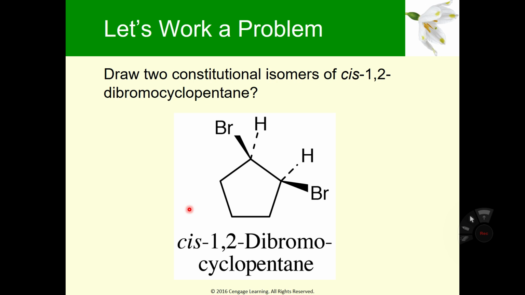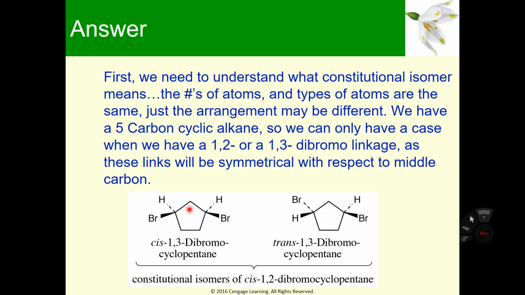So actually the constitutional isomers of cis-1,2-dibromocyclopentane will be cis-1,3-dibromocyclopentane and trans-1,3-dibromocyclopentane. Okay, like this.